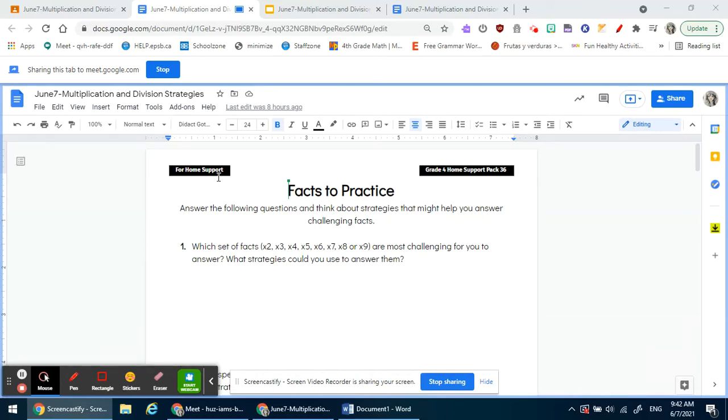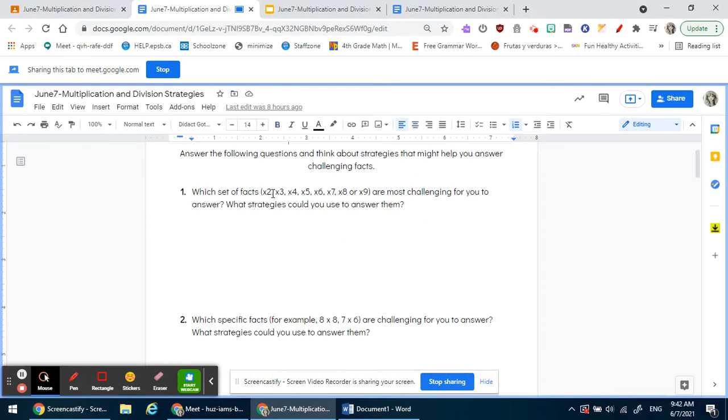So I'm just going to explain what you have to do on this assignment, one question by another. For number one, it says answer the following question and think about a strategy that might help you answer. So for the first one, it says which set of factors, so the two multiplication table, the three, the four, the five, or so on, are the most challenging to you, and how do you usually try to answer those challenging questions? So this question will vary because it depends on how you answer the question. So which one is hard for you and what do you do to help yourself get it?